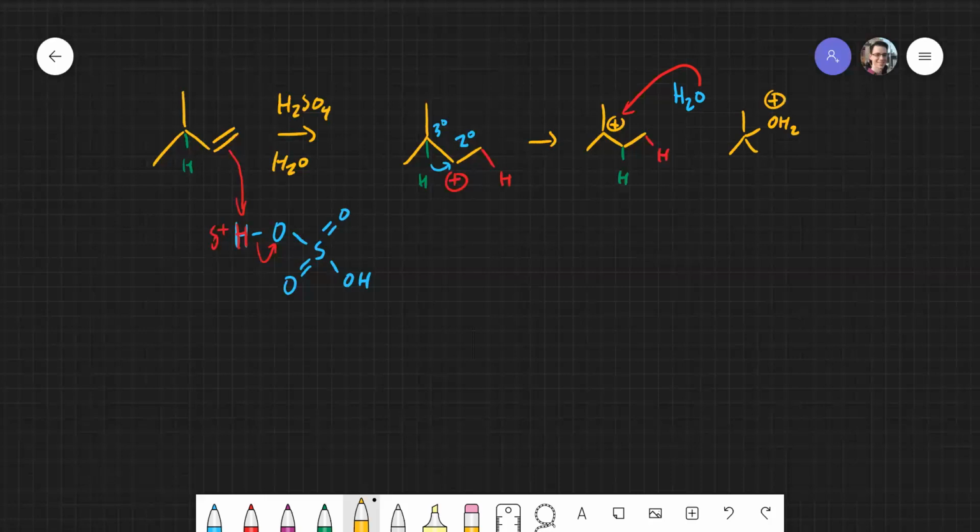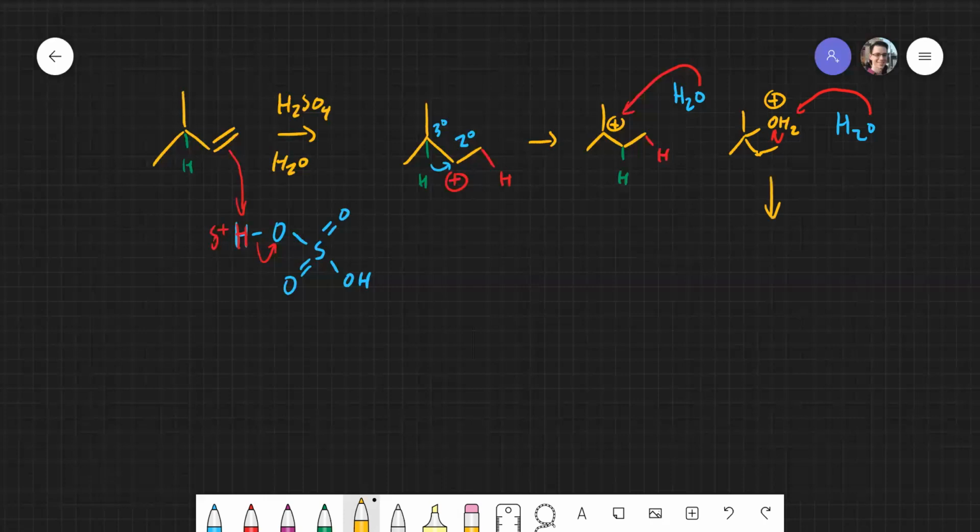intermediate. I'm going to leave those extra hydrogens out of here. They're not going to do anything else for the rest of this reaction. That positive charge is going to be taken away by an additional water molecule reacting with it, taking one of the hydrogens away from the oxygen. Okay, there you have it.